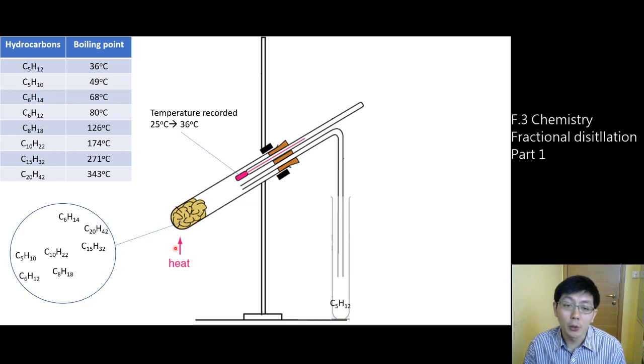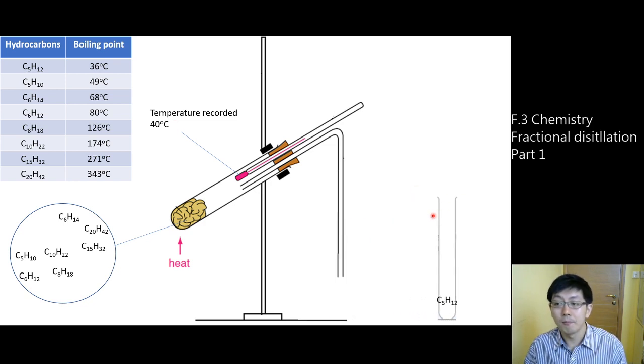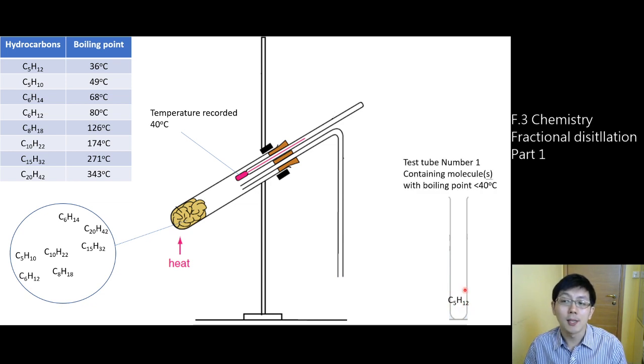We continue the heating until the temperature is recorded by the thermometer and it reaches 40 degrees Celsius. When we look at the thermometer, when the temperature reaches 40 degrees Celsius, now we do one simple trick. Very simple trick. We remove this test tube with the things collected here. We label this test tube as test tube number 1.